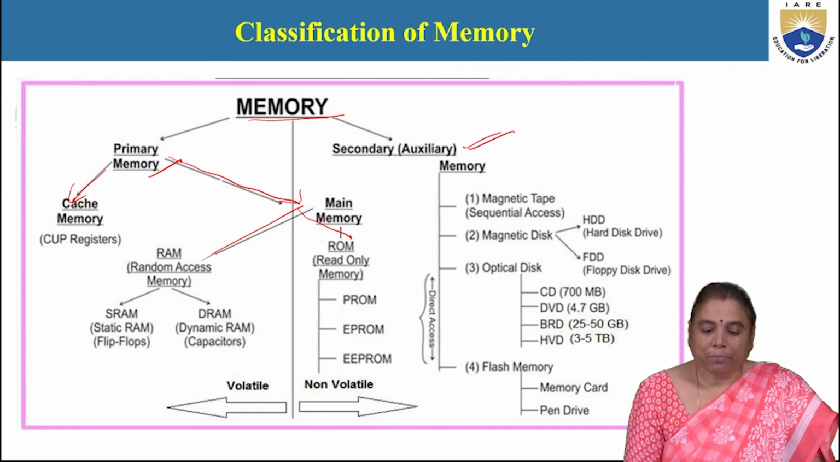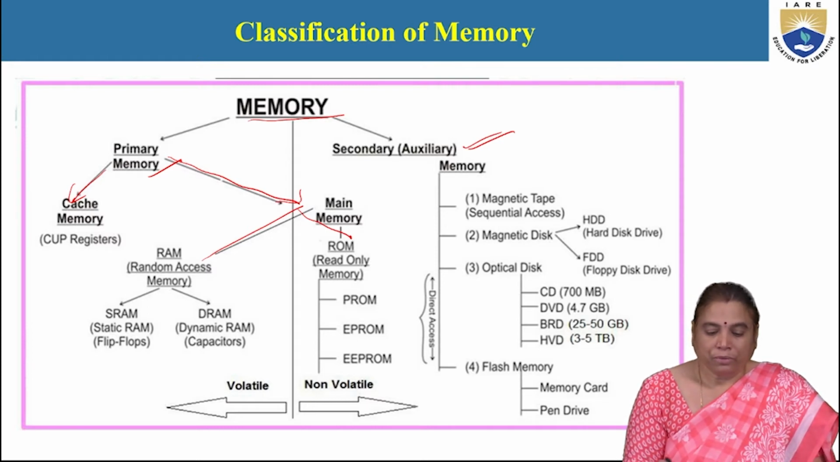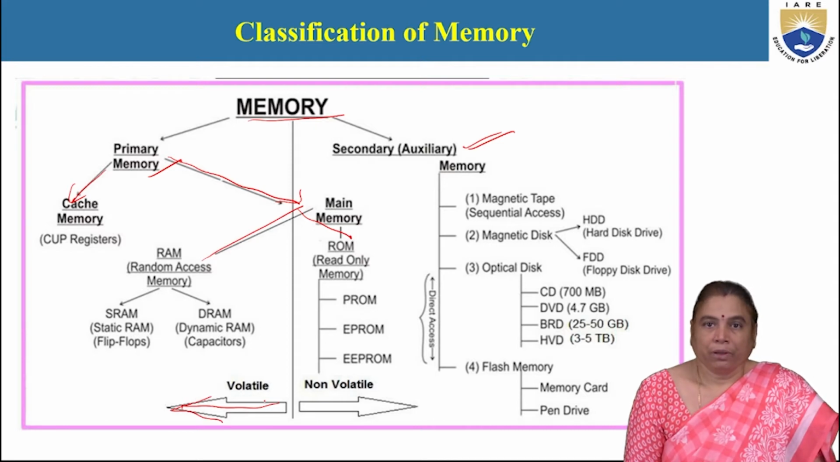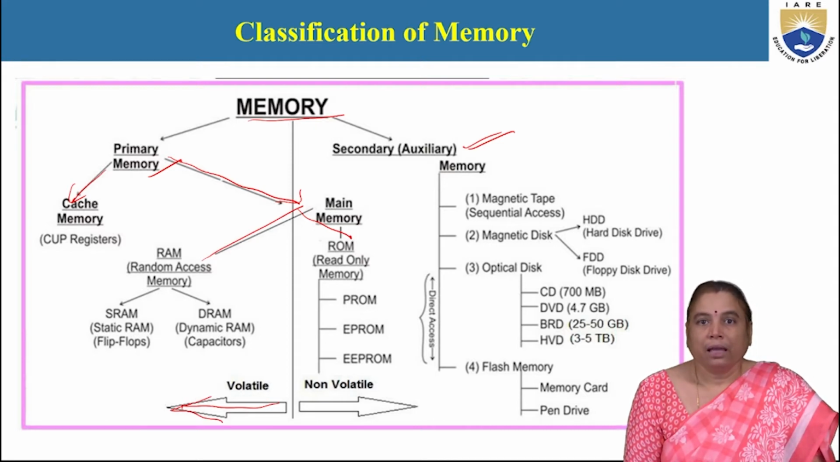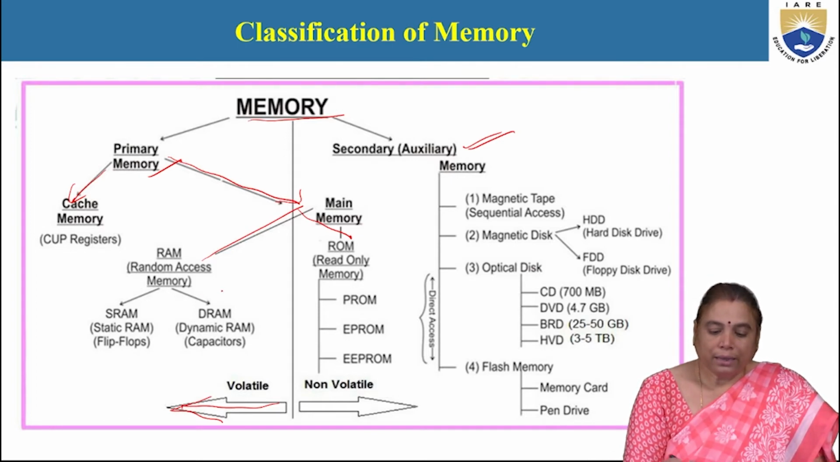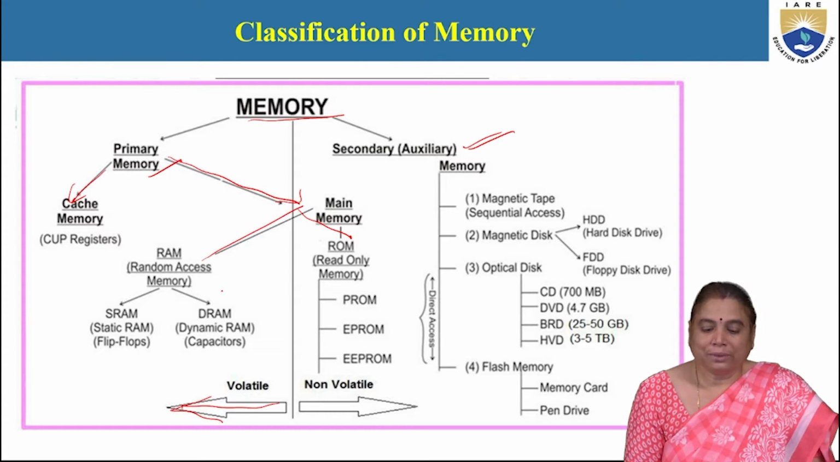RAM is random access memory. So RAM and cache are volatile in nature. Volatility means the data or information written into the memory can be erased when there is a power interruption or the system is switched off. And RAM, random access memory, supports both the read and write operation.